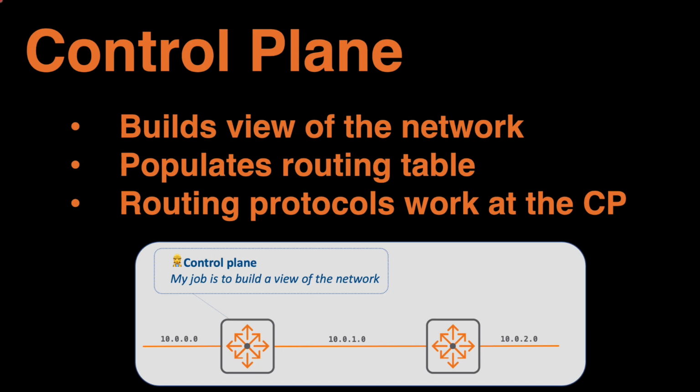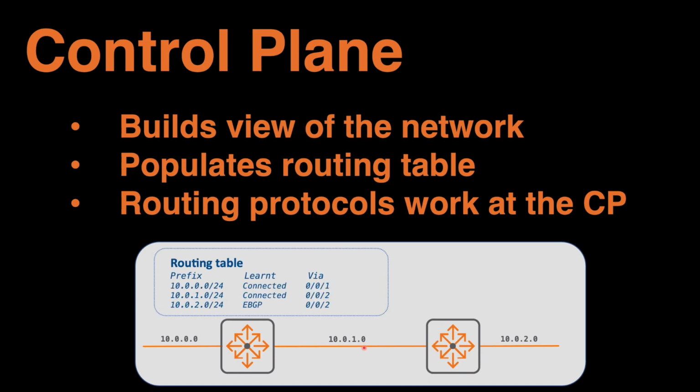So here you can see the job of the control plane is to view the network. I've got a very simple network here, but at the control plane, the control plane of this device would be building the routing table via either static routes or routing protocols that allow the device to know what's out there on the network. So it will have connected interfaces, but also here I'm using eBGP as well to find out about this one. So the control plane populates the routing table, and then when traffic arrives, it's the data plane which deals with forwarding the traffic to the correct destination. So we've got data plane and control plane.